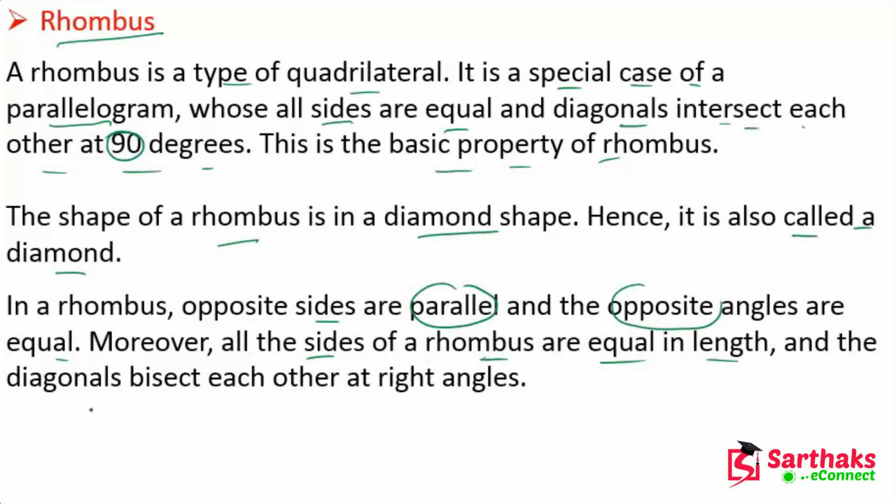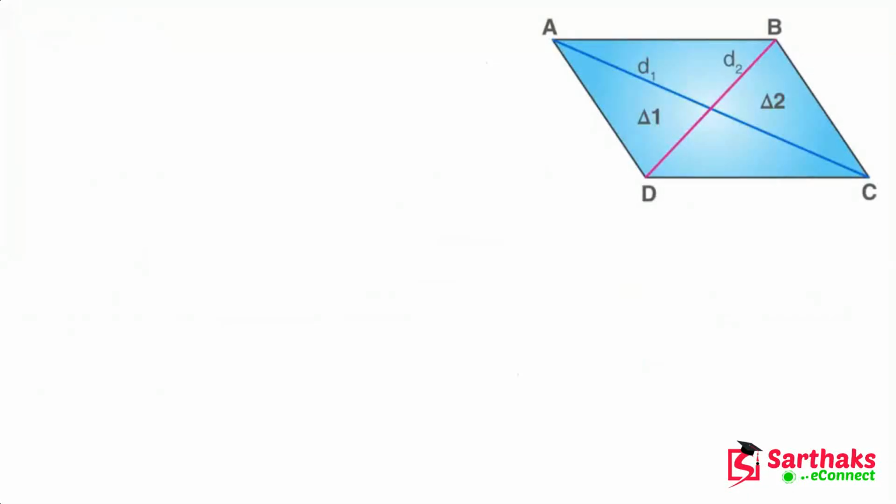And the diagonals bisect each other at right angles. Yes, now here you can see that this is our rhombus. In this figure you can see a rhombus ABCD, where AB, BC, CD and DA are the sides of the rhombus, and AC and BD are the diagonals of the rhombus.